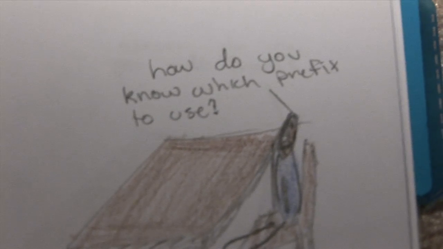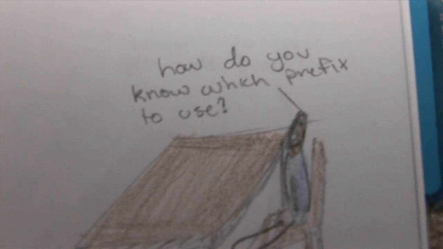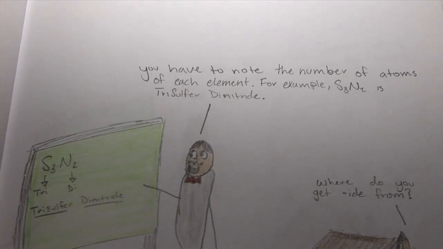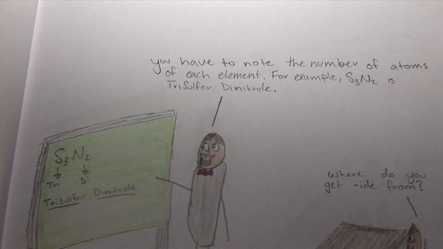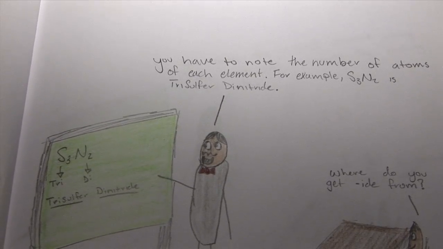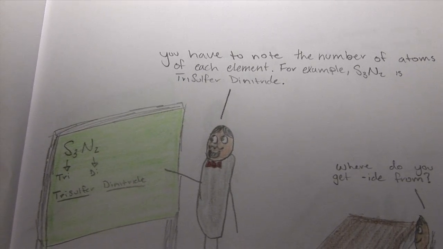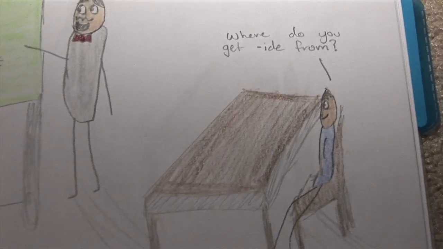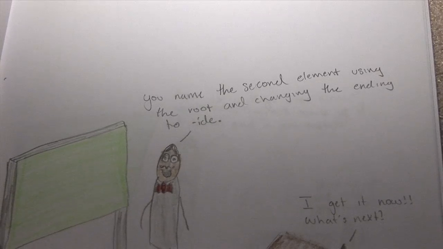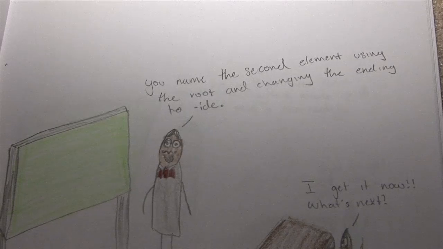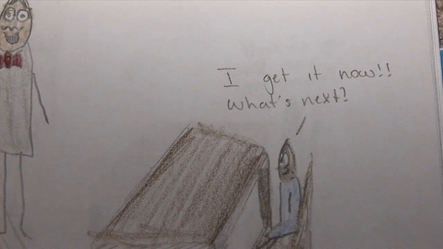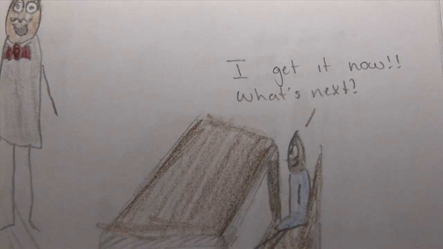Okay. How do you know which prefix to use? You have to note the number of atoms of each element. For example, S3N2 equals trisulfur dinitride. Where do you get the IDE from? You name the second element using the root and changing the ending to IDE. I get it now. What's next?